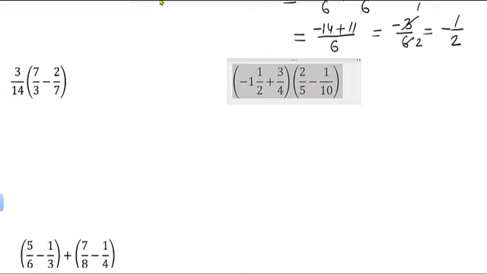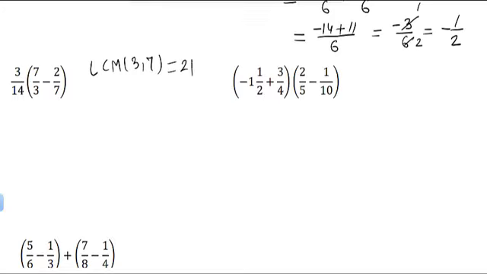Now here is another problem. In this case, we first simplify inside the bracket, and then we find the product. To simplify, we first find the common denominator. To find the common denominator, we find the LCM of 3 and 7. And we know the LCM of 3 and 7 is 21.